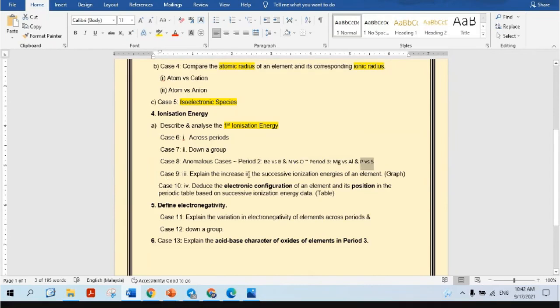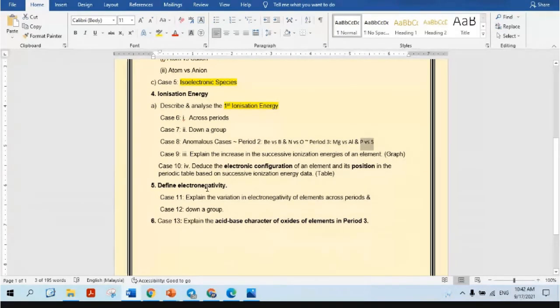And then we learn about the successive ionization energy based on a graph or a table. Based on this successive ionization energy, we can deduce the position or the electronic configuration of that element. Okay, next is about electronegativity. This one is simple, just know, define, and what happens across a period and going down the group.